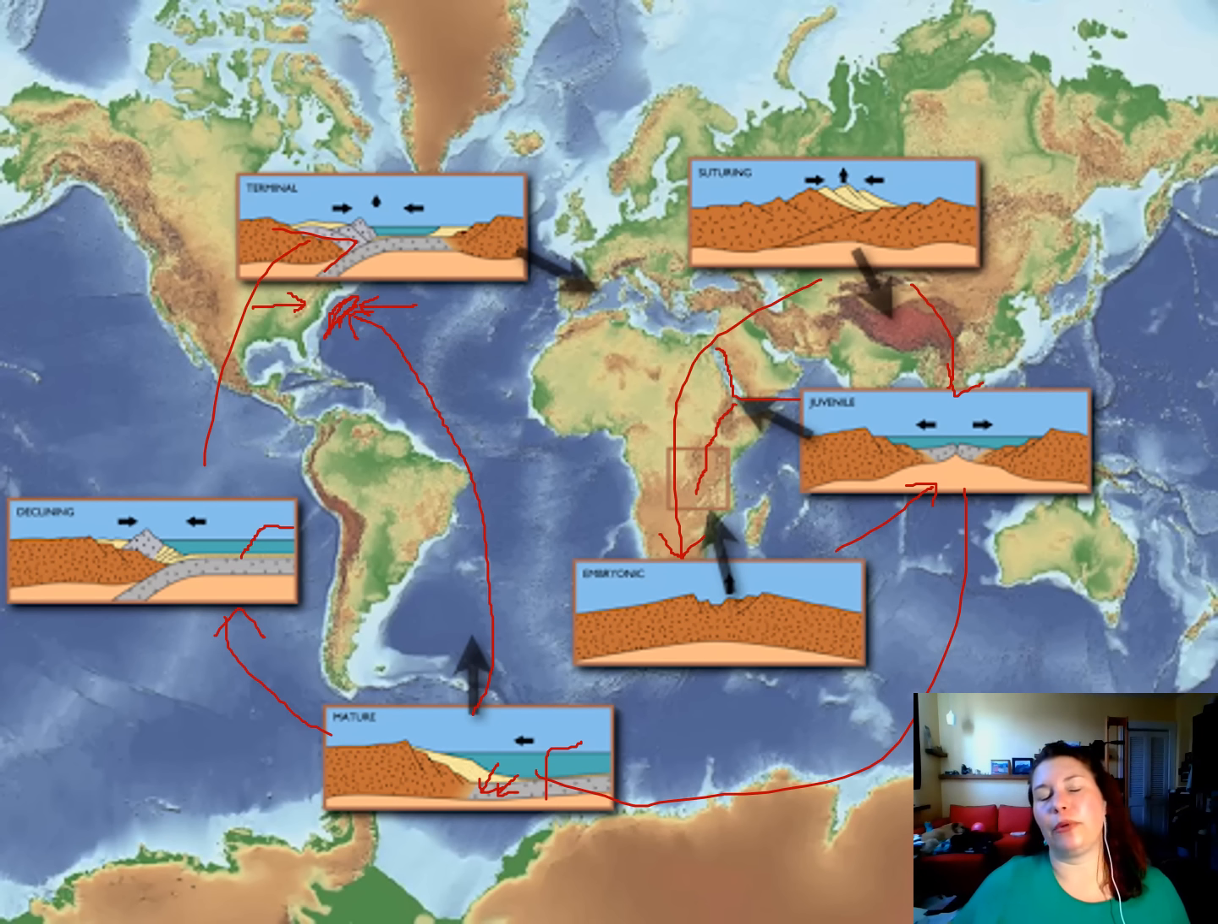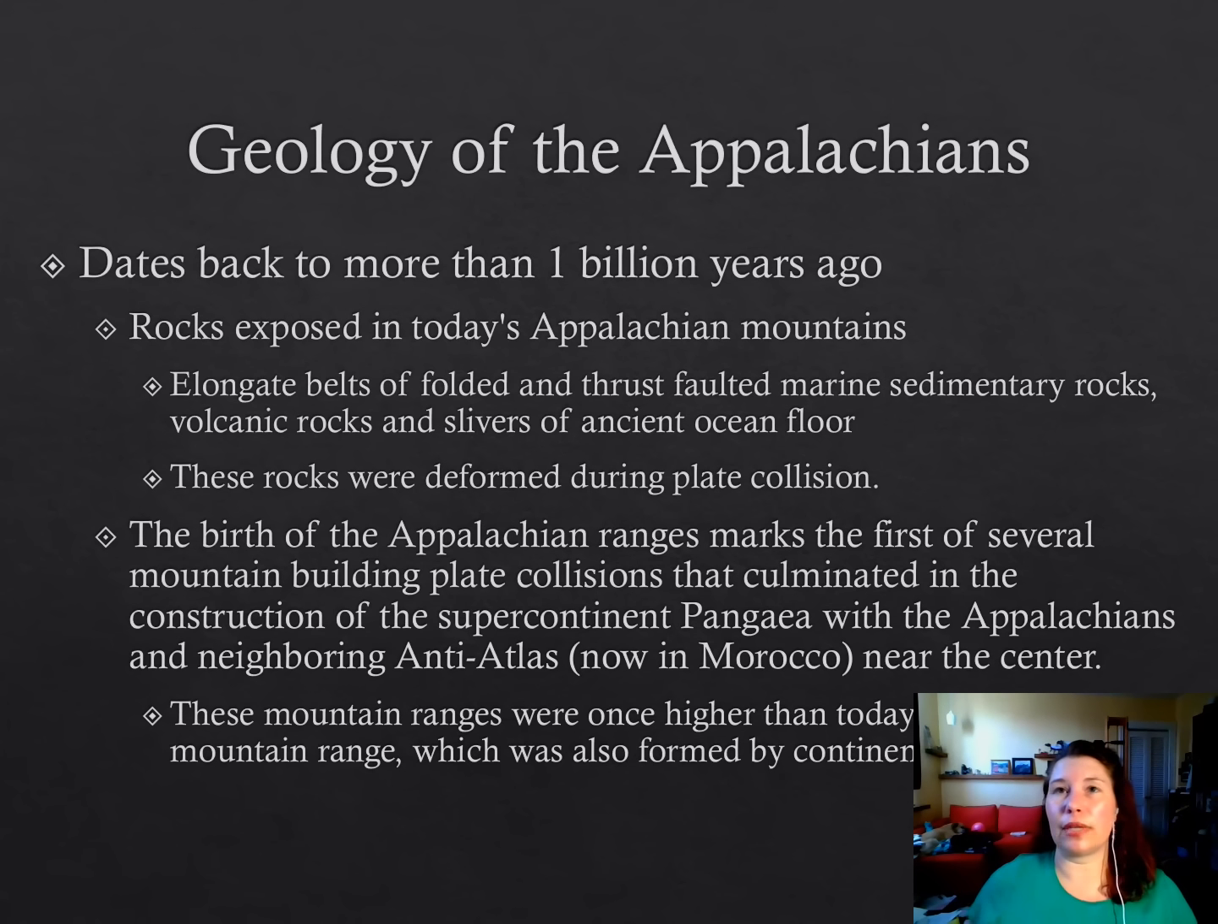The point is that we can see bits and pieces of the Wilson cycle, different parts of the story of this cycle happening all over the world today and ongoing. And we could use that to try to tell how ancient mountains formed. So what I want to get into is, what are the Appalachians doing? The Appalachians date to more than 1 billion years in age.